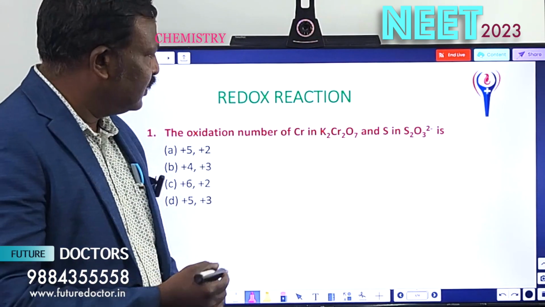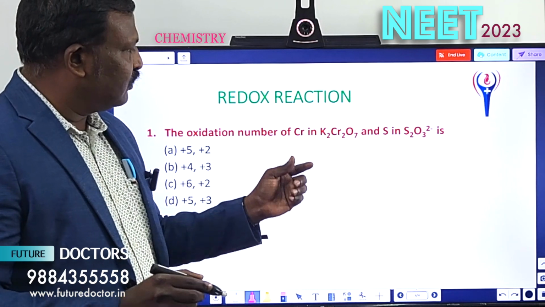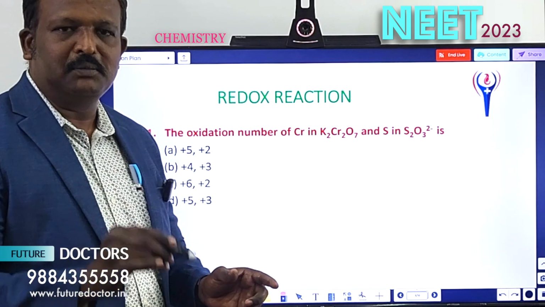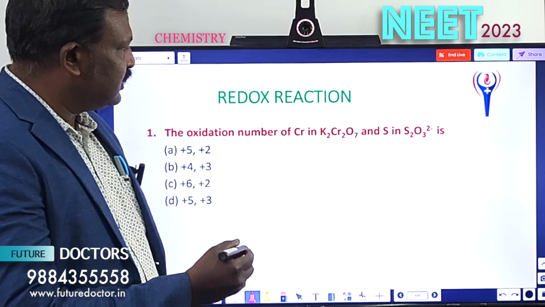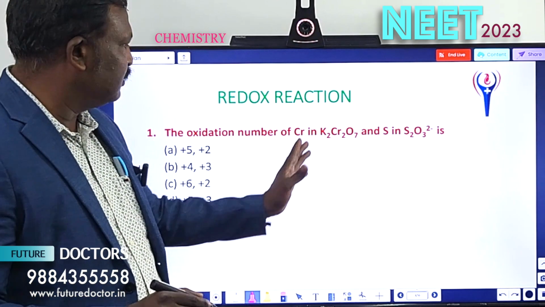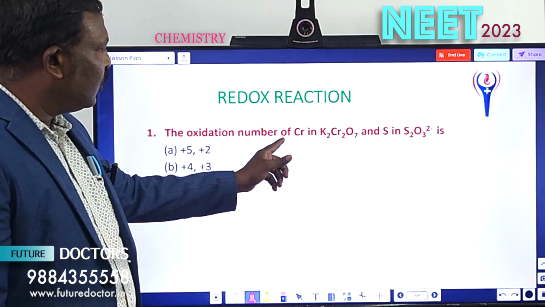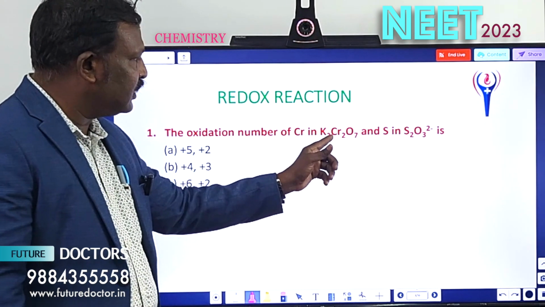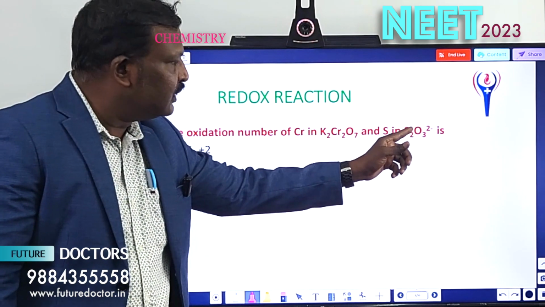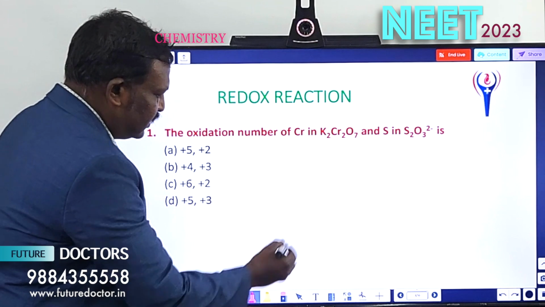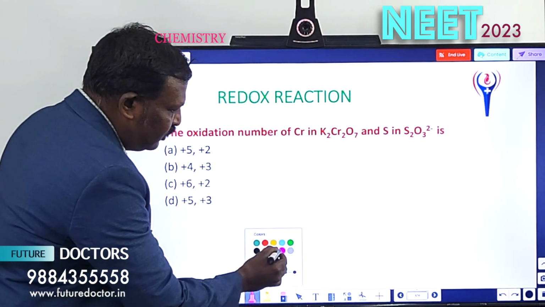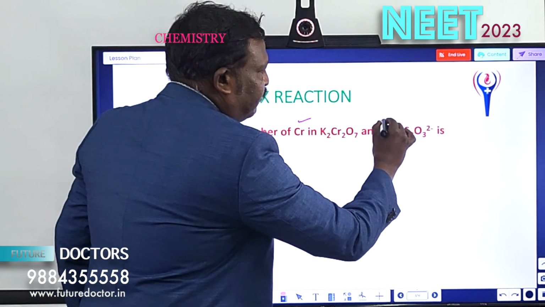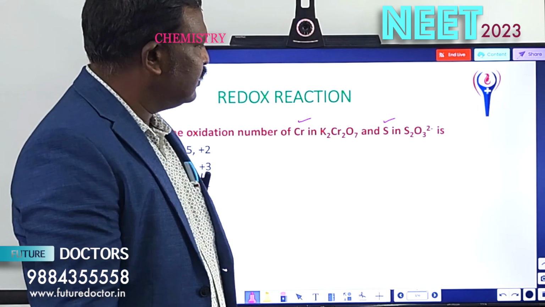Here, some important elements' oxidation numbers you must know. Then only you will be able to find out. Mostly I have given calculation questions to find oxidation number: how to find the oxidation number of an element. That kind of sums only I have given. So the important elements you must know, then only you can solve these sums. So the first sum is the oxidation number of chromium in potassium dichromate, that is K2Cr2O7, and sulfur in S2O3 2-. We have to find out chromium in potassium dichromate and sulfur in S2O3 2- thiosulfate.